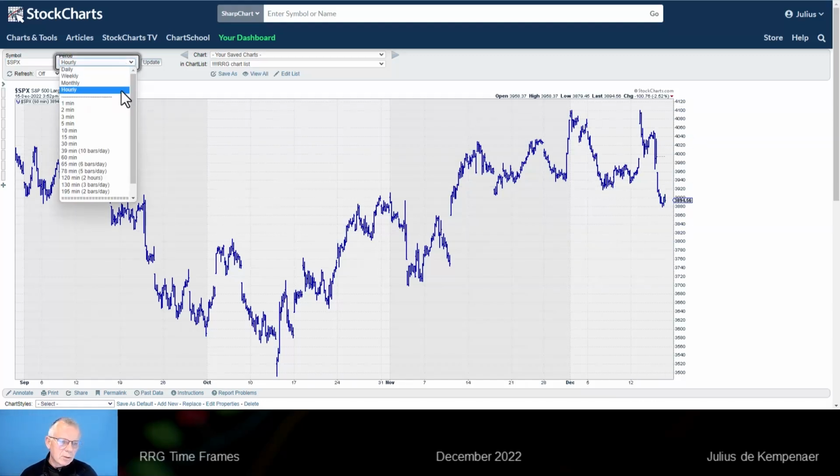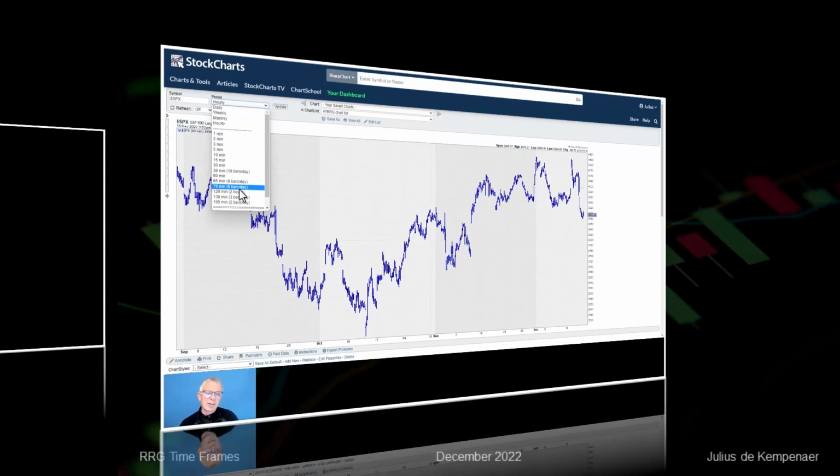If we solve that, if you go to 39 minutes, it's 10 bars a day. So 30 minutes would work because that's actually 30-minute increments. But if you go to 65 minutes, that's 6 bars per day. That is how you need to read those intraday timeframes.